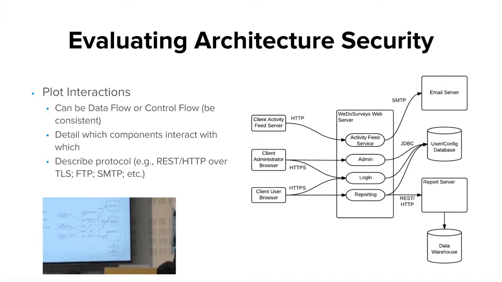Okay. Once you've plotted all the components, now plot what their interactions are with each other. Which components talk to which. And this gets quite important as you start looking at flows and thinking about things that might happen at different points in an interaction. Again, I use control flow. You could use data flow. With data flow, you almost always end up with arrows on both ends.